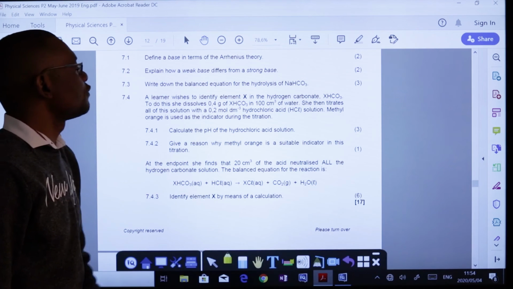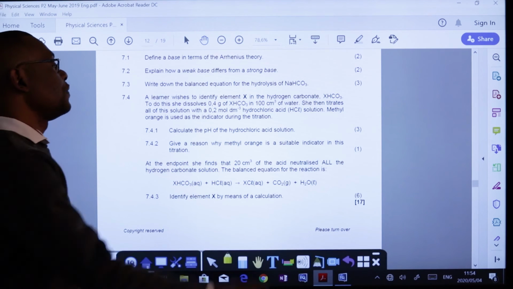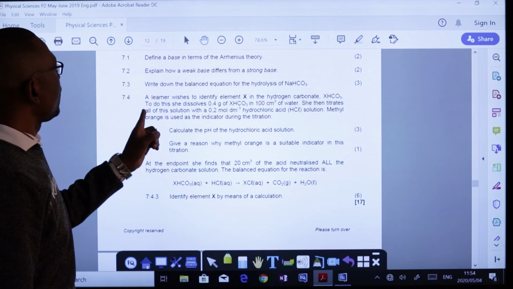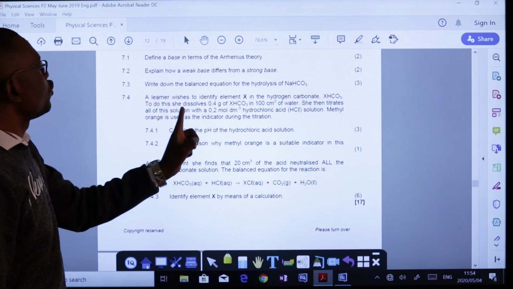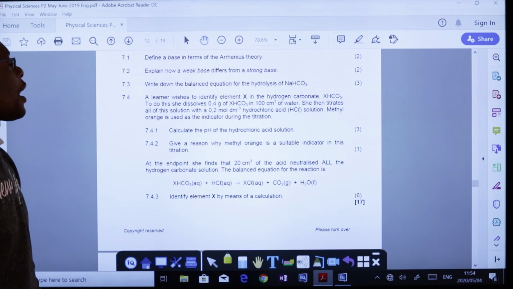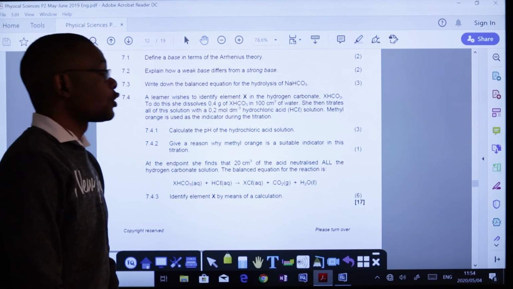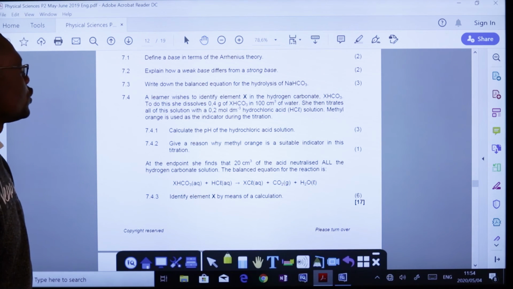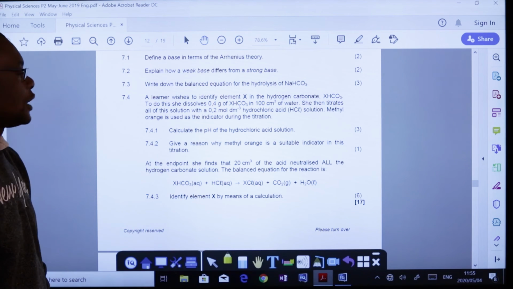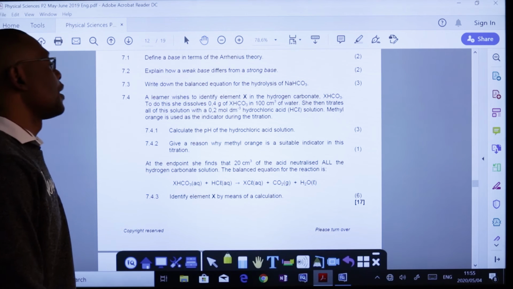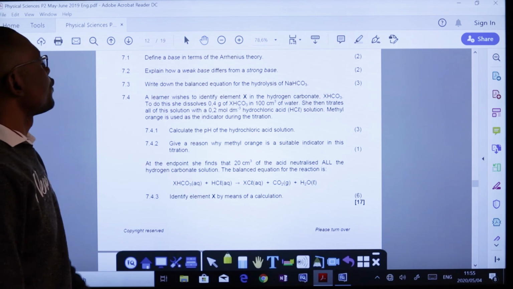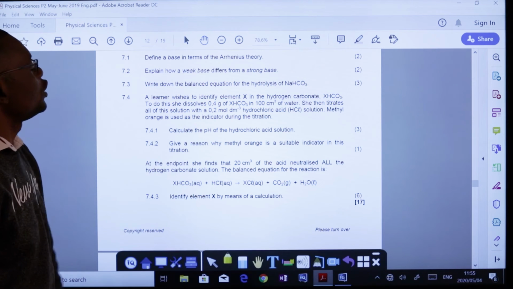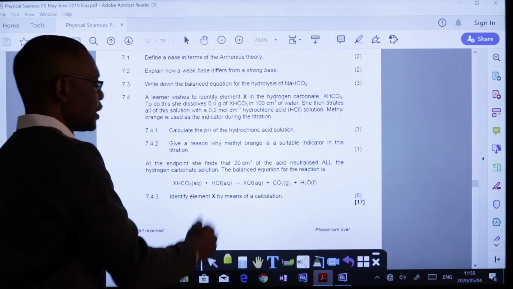The learner wishes to identify element X in the hydrogen carbonate. To do this, she dissolves 0.4 grams of XHCO3 in 100 cubic centimeters of water, and then she titrates all of this solution with a 0.2 mol/dm³ hydrochloric acid solution. Methyl orange is used as an indicator during the titration. So calculate the pH of the hydrochloric acid present.